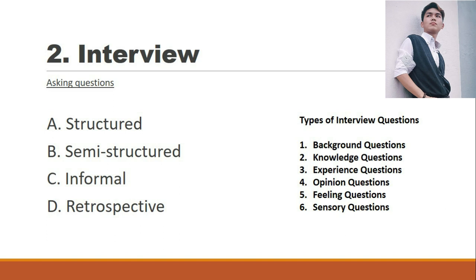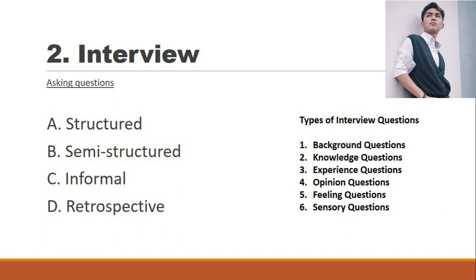Then, how about retrospective? Pag naman retrospective, it is done to recall and reconstruct something that happened in the past. So, meaning to say, same thing with informal interview, however, here in retrospective, you are focused on events that happened in the past. Okay, recalling past experiences.